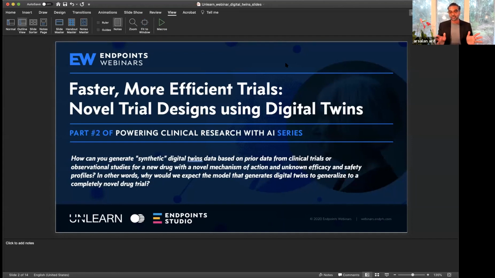I'm gonna read this first question. Maybe this is for you, Charles. Or John, how do you generate synthetic digital twins data based on prior data from clinical trials or observational studies for a new drug with a novel mechanism of action and unknown efficacy and safety profiles? In other words, why would we expect the model that generates digital twins to generalize to a completely novel drug trial? This is a really good question.